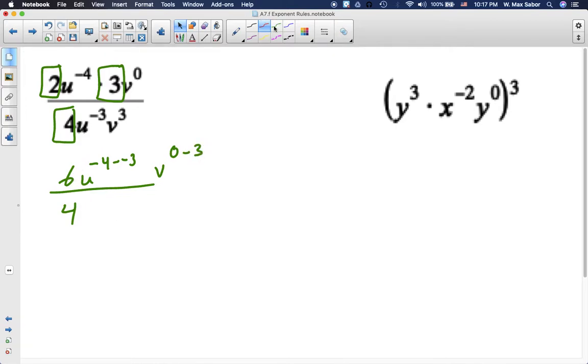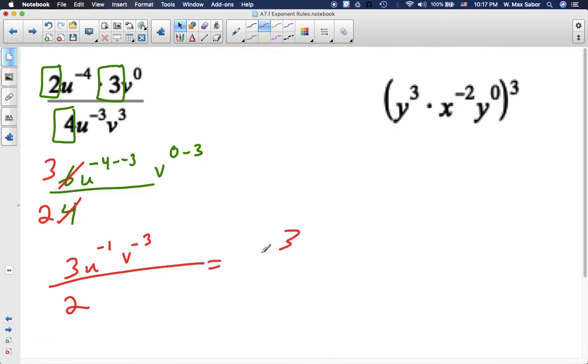So 6 divided by 4 can be simplified as 3 over 2. And then negative 4 minus negative 3 is negative 1. And this is negative 3, leaving us with 3 over 2u v cubed.